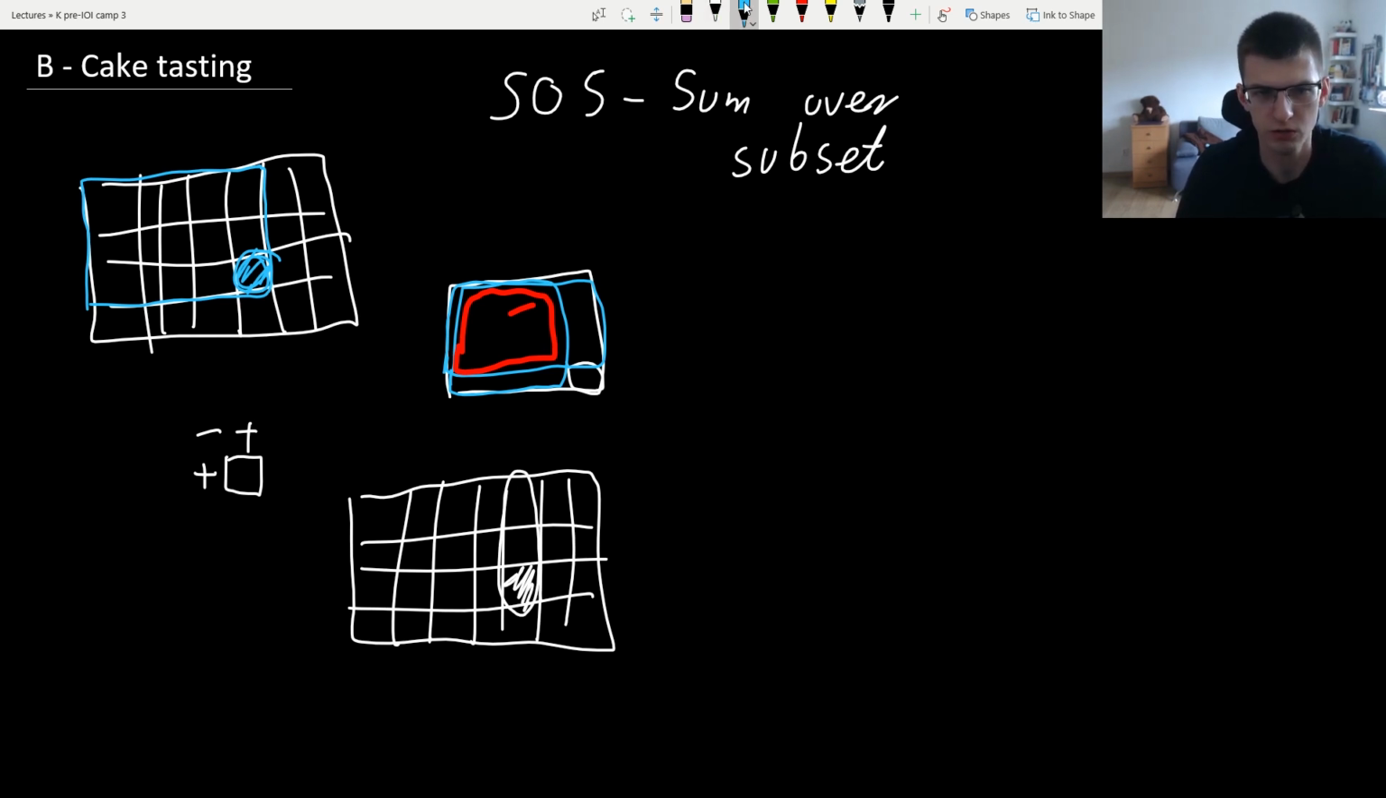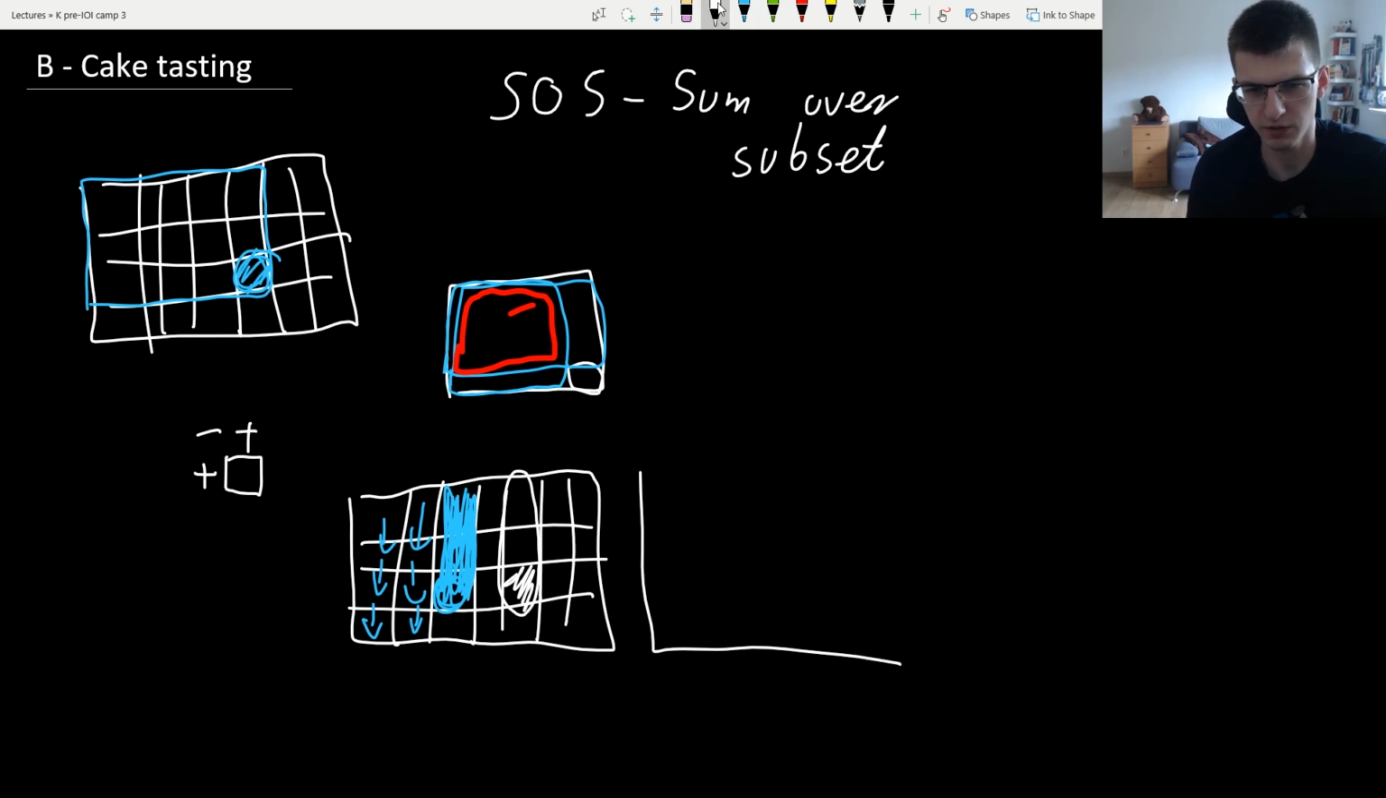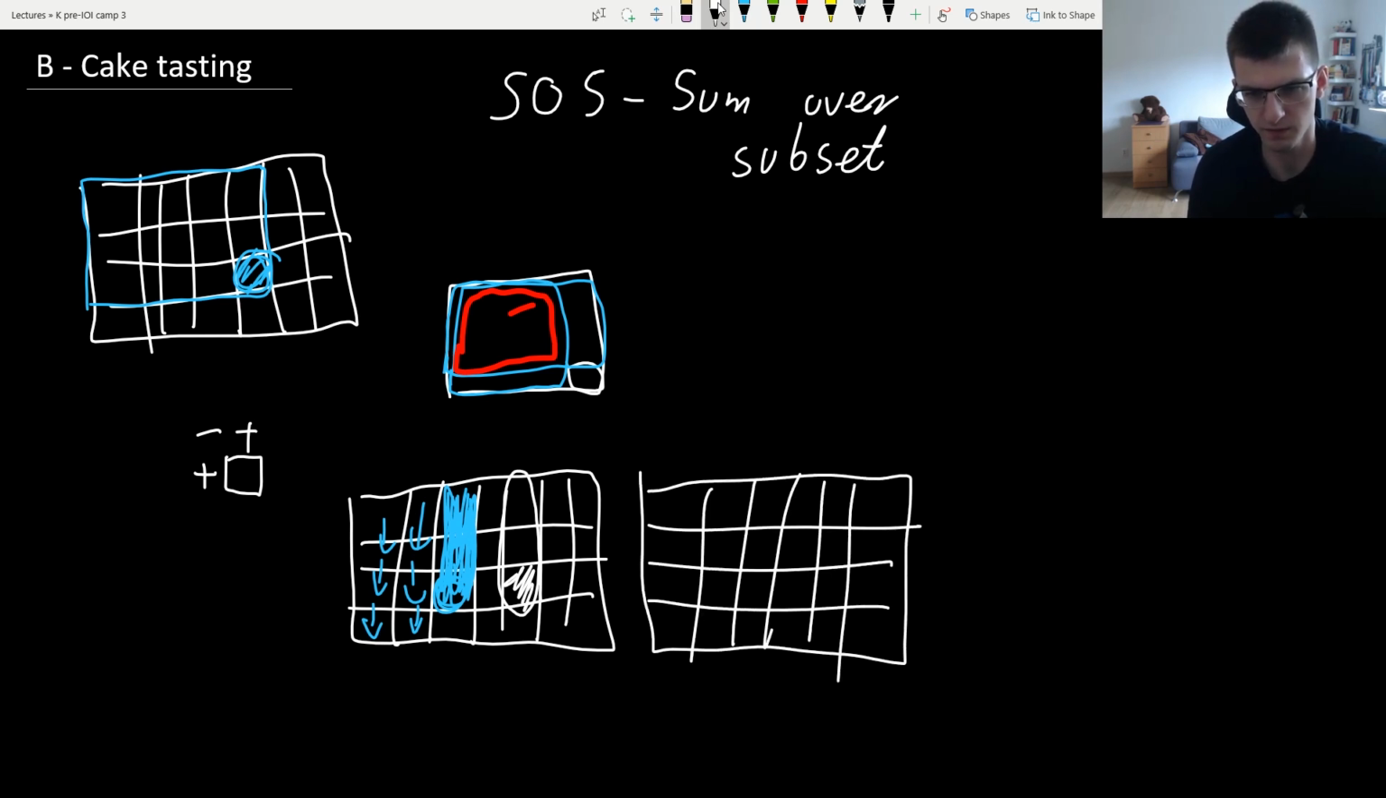So we go in this direction. Let's say dp of ij is the cell here plus the one above. In linear time, iterating over the grid, we can for every cell compute the sum in this column up to this position. After we did that, we can do the same in the other dimension.